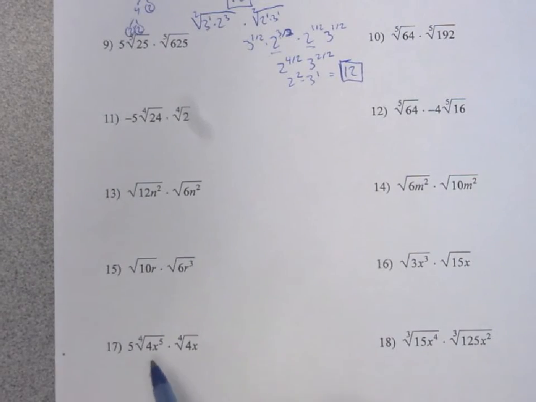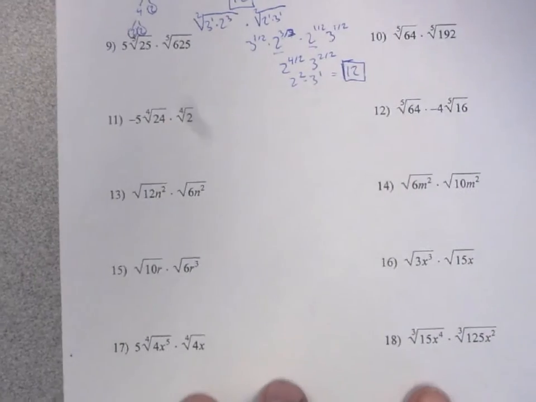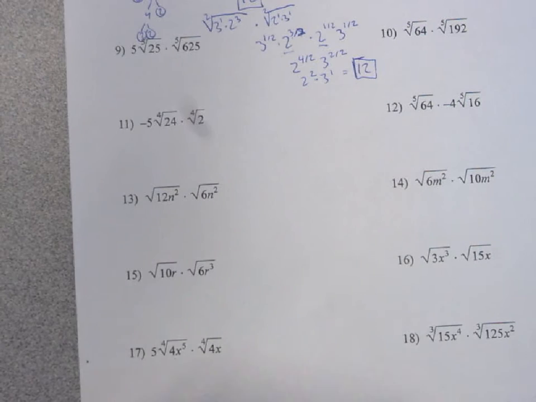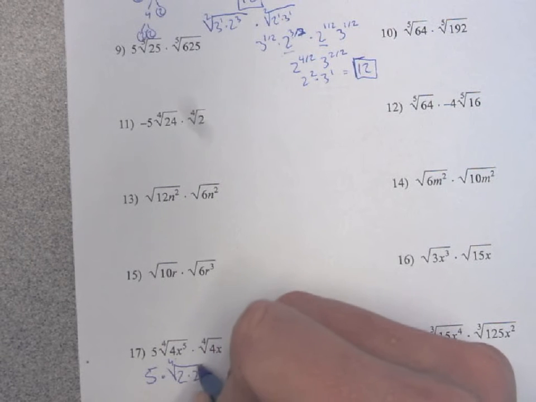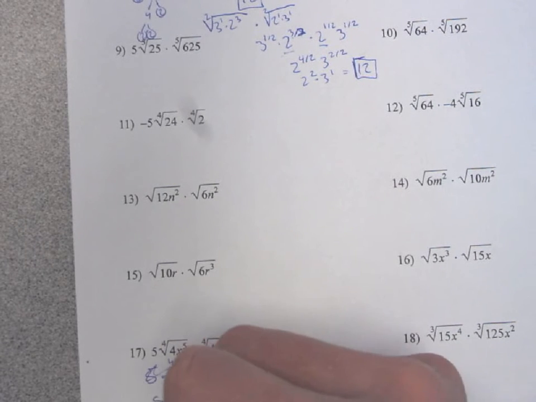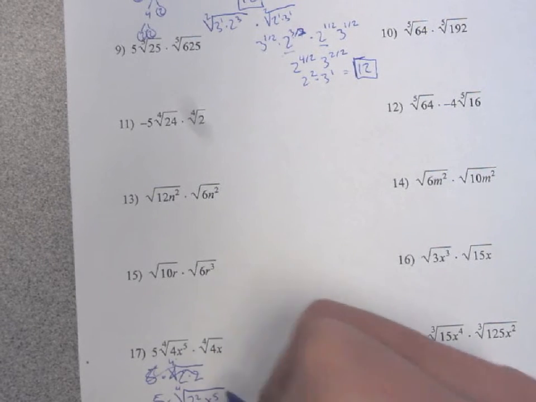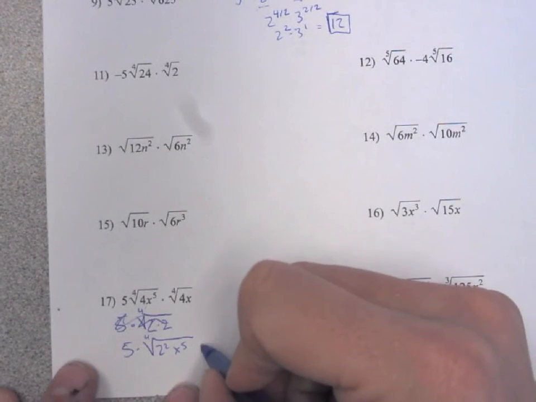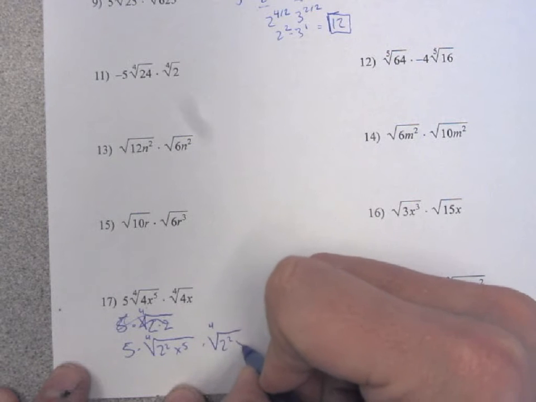Okay. In this problem here, we want to start by, again, writing everything as squares. So this is pretty easy to factor. 4 is 2 times 2, 4 is 2 times 2. So this would be 5 times the 4th root of 2 squared x to the 5th. Okay, on the other side, I have the 4th root of 2 squared x to the 1.